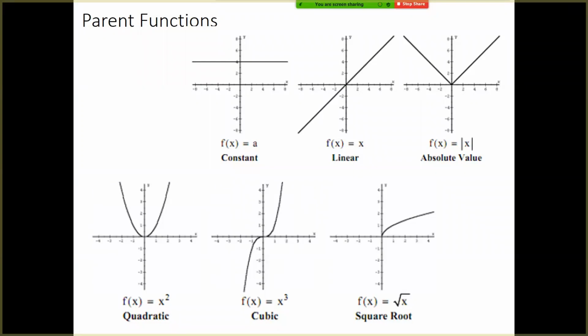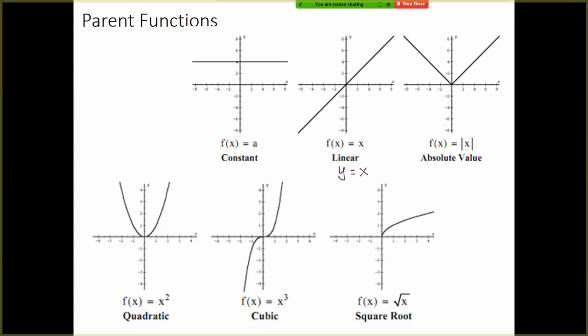The second one here is linear, f of x equals x. Remember, f of x is the same thing as y, so I could have written y equals x. The next one here is absolute value. We've done some problems with absolute value, but we've never graphed them. So here's what your parent function for your absolute value would look like. Just looks like a V that touches the center 0, 0.